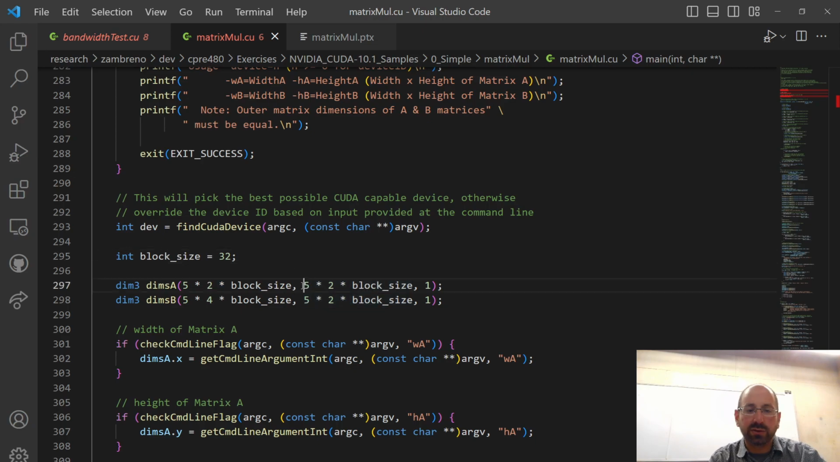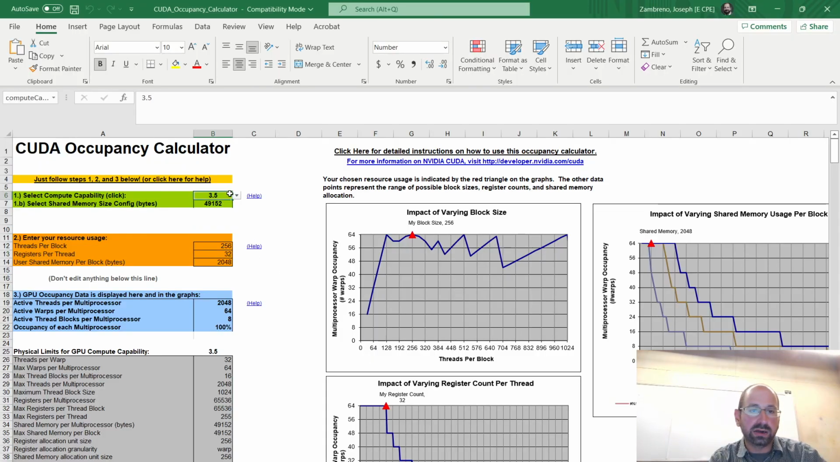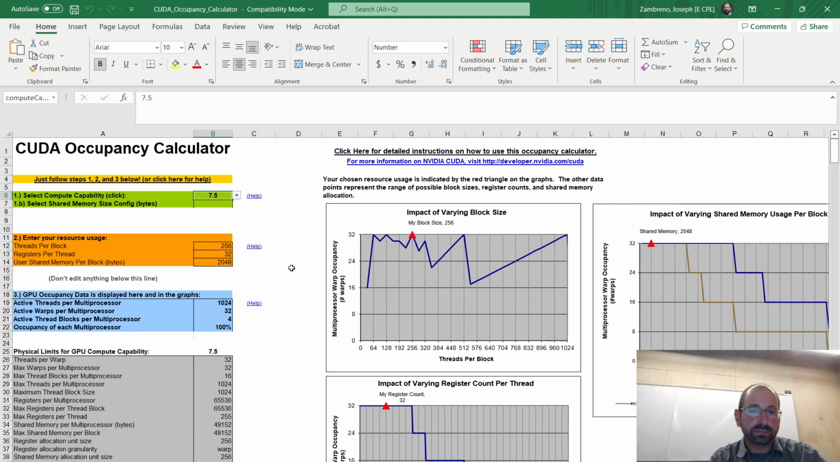Sounds good to me. 320 by 320. But that's fine. Then that must be running on a much higher compute capability. I'm wrong on the number here. That wouldn't work. So 320 by 320. Okay, we can try it. That seems really high to me, but that's fine.